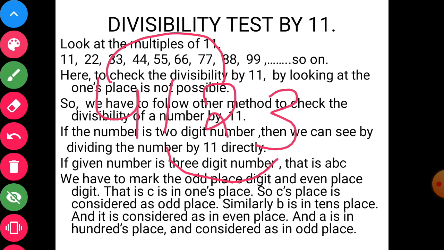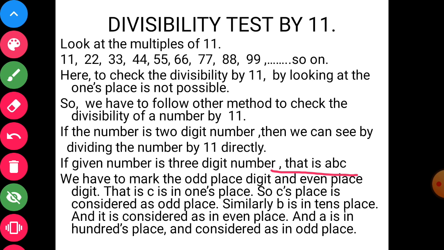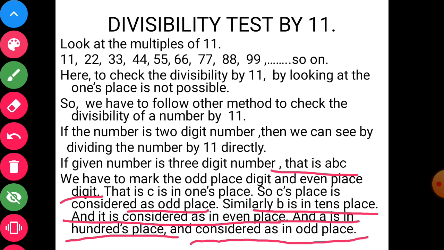If the given number is a 3-digit number, that is A, B, C, we have to mark the odd place digit and even place digit. That is, C is in ones place, so C's place is considered as odd place. Similarly, B is in tens place and it is considered as even place number, and A is in hundreds place and considered as odd place. 1 2 1 2, like that you have to write.